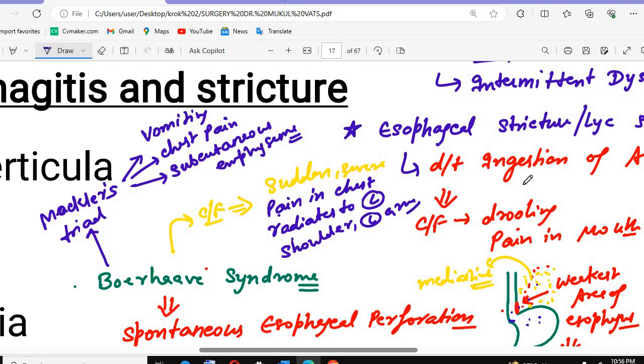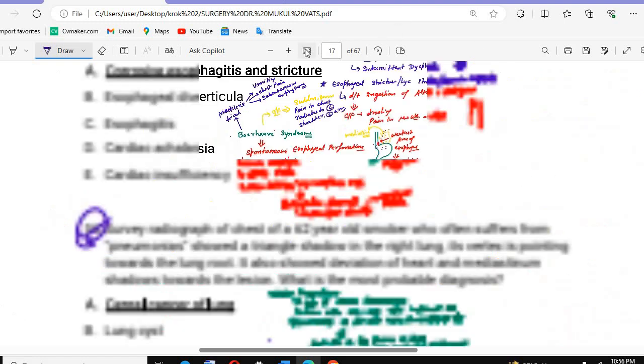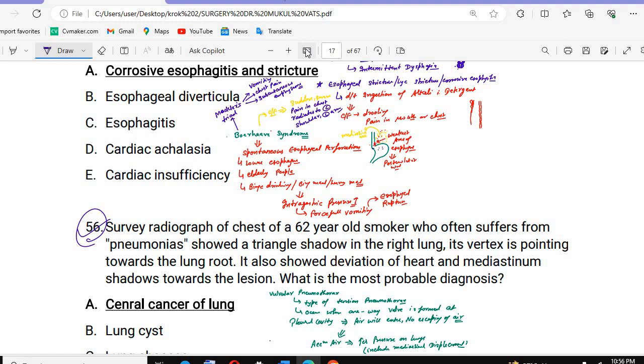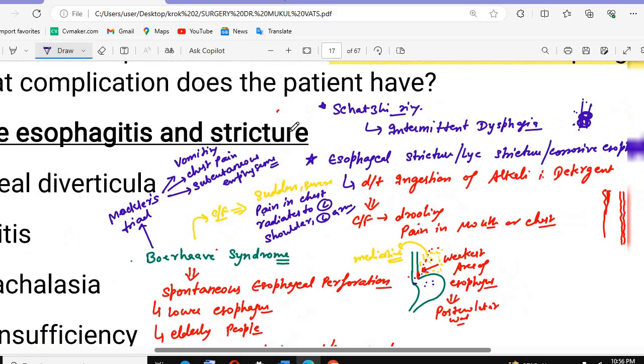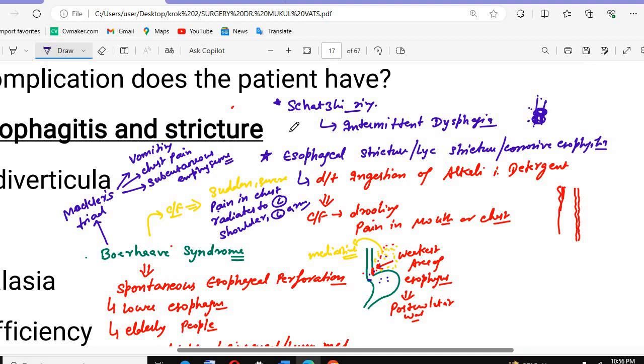Okay. So this is what we will do in case of Boerhaave syndrome. Okay, is that clear?